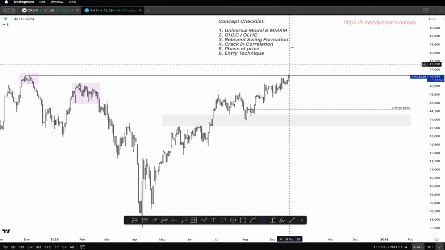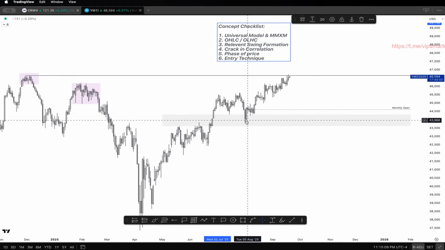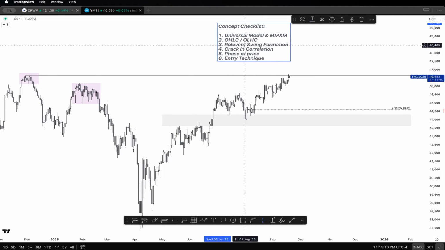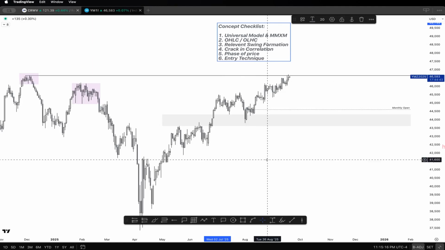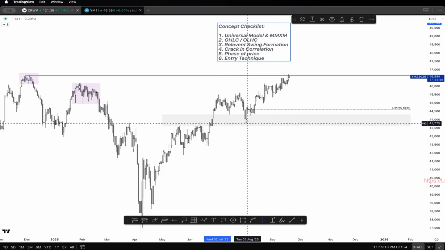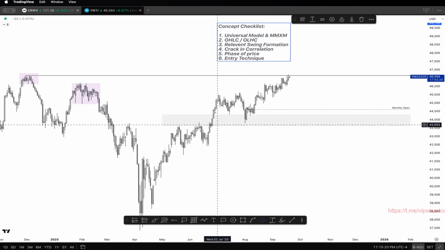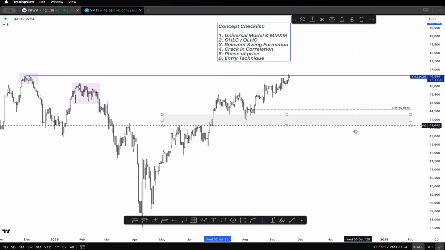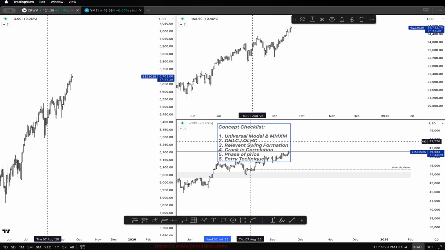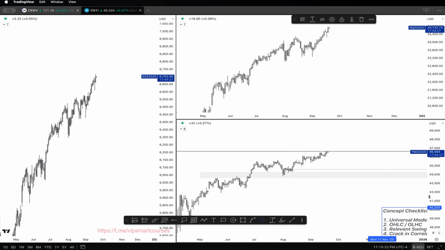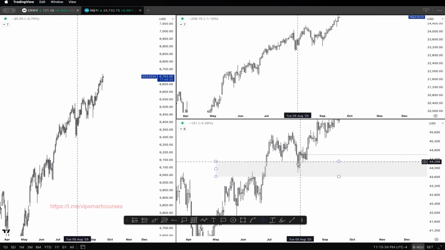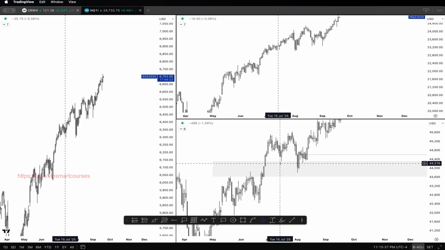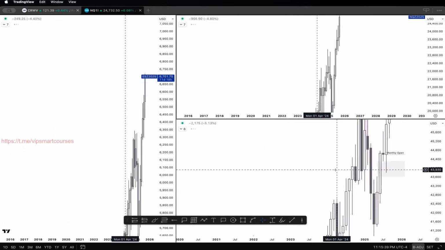So how are we going to qualify a reversal in this internal range of liquidity? Well, that is how we look at relevant swing formations and cracks in correlation. So what we want to observe in this monthly fair value gap is going to be a two-stage crack in correlation to confirm the reversal, followed by a change in the state of delivery. So let's take a look at the other assets in play and see if we can find that crack in correlation.